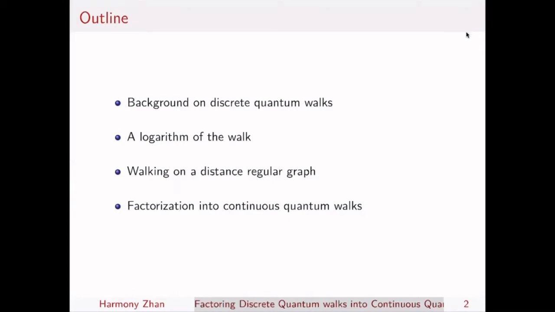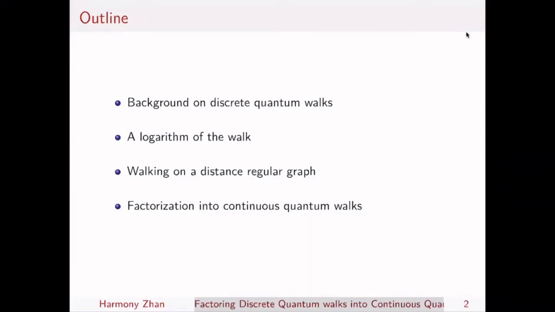Okay, and here is a plan. Unlike continuous quantum walks, there are so many models of discrete quantum walks. So I will first start by explaining why, and give you some background on a specific type of discrete walk called Szegedy walk. Then I'm going to take a logarithm of the walk. This will become the bridge between the continuous world and the discrete world. And then I will just focus on distance regular graphs as the underlying graph, because so far that's the only class of graphs that I can prove some results about.